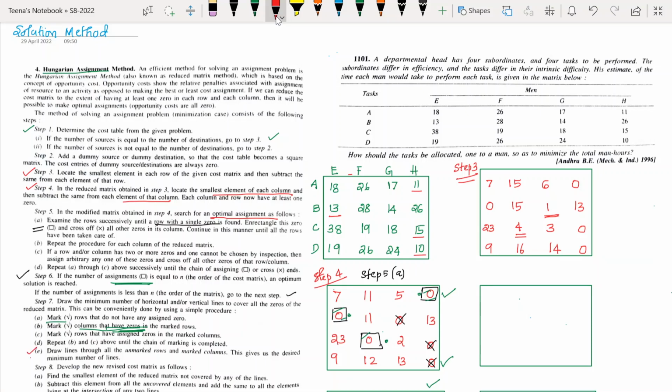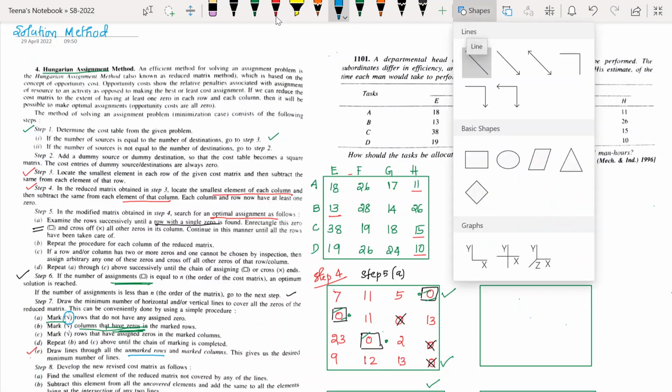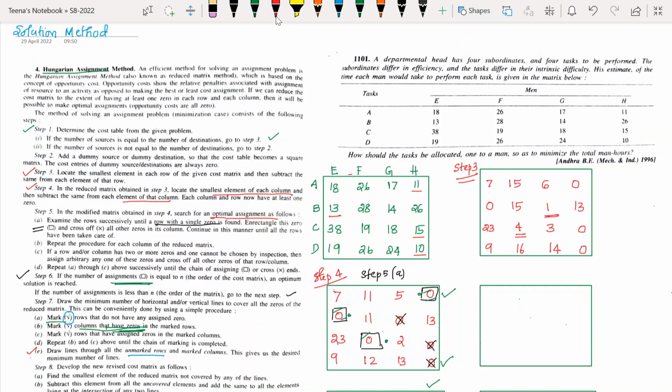Therefore we are going to see step E, what is to be done here. In E, draw lines through all the unmarked rows. Marking is putting this tick mark. So let me draw a line through the unmarked row. This second row is an unmarked row, so let me call it L1. Then again the third row is an unmarked row, so let me mark it as L2.